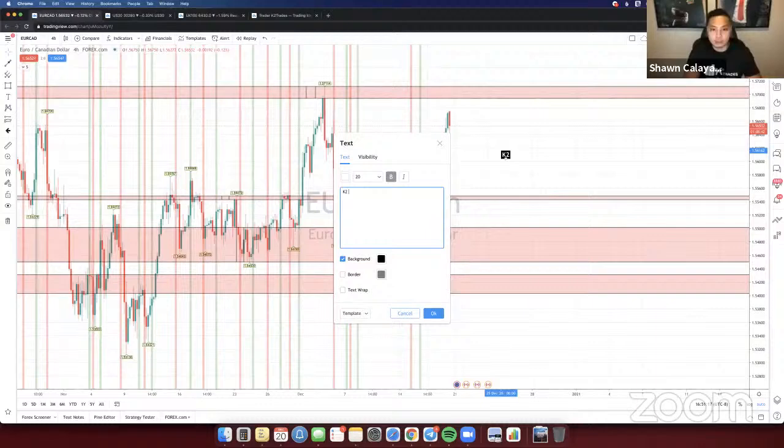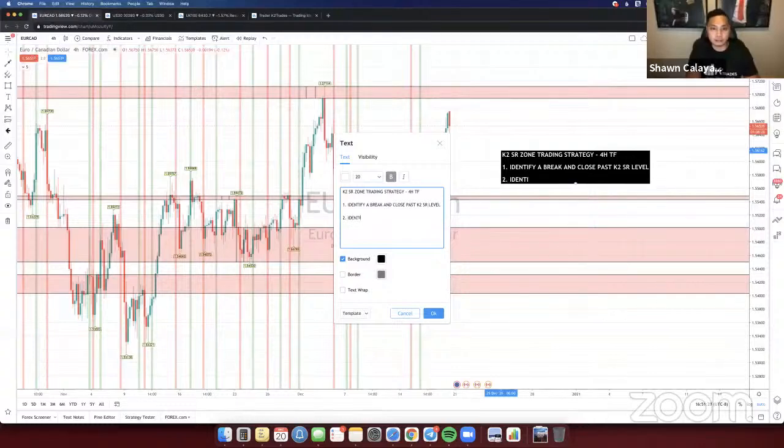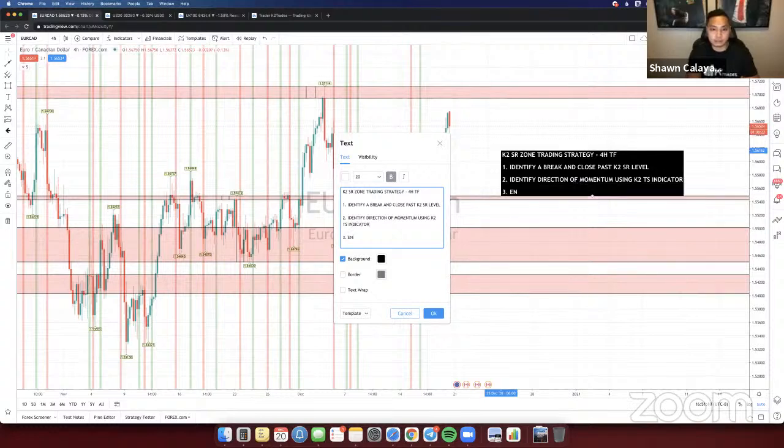This is the K²SR zone trading strategy on the 4-hour time frame. For one, you're gonna identify a break and close past a K²SR level. Two, you're gonna identify direction of momentum using the K2 TS indicator. And lastly, you're going to enter on the open of the following candle.